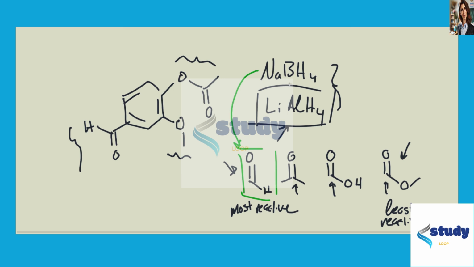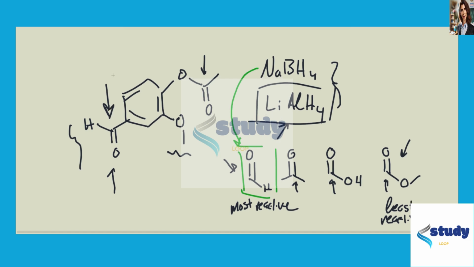So if you were to react vanillin acetate with sodium borohydride, we'd see reactivity here. This aldehyde would get reduced to an alcohol. But if we were to react this molecule with lithium aluminum hydride, both the ester and the aldehyde would become reduced to alcohols. So the products of those would look something like this.